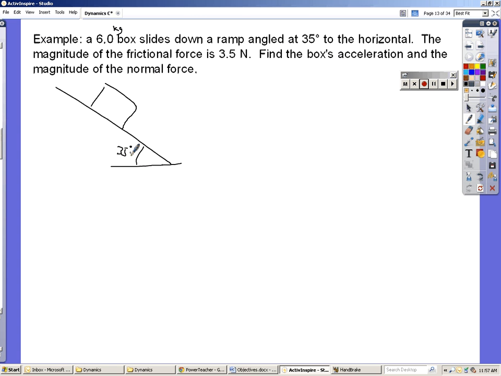Free body diagram. We've got the weight of the block. We've got the normal force. We've got the friction force, 3.5 newtons. And we want to find the block's acceleration. Now we should be able to guess at this point that the acceleration points down the ramp. Incidentally, we'll also use a coordinate system aligned with the ramp.